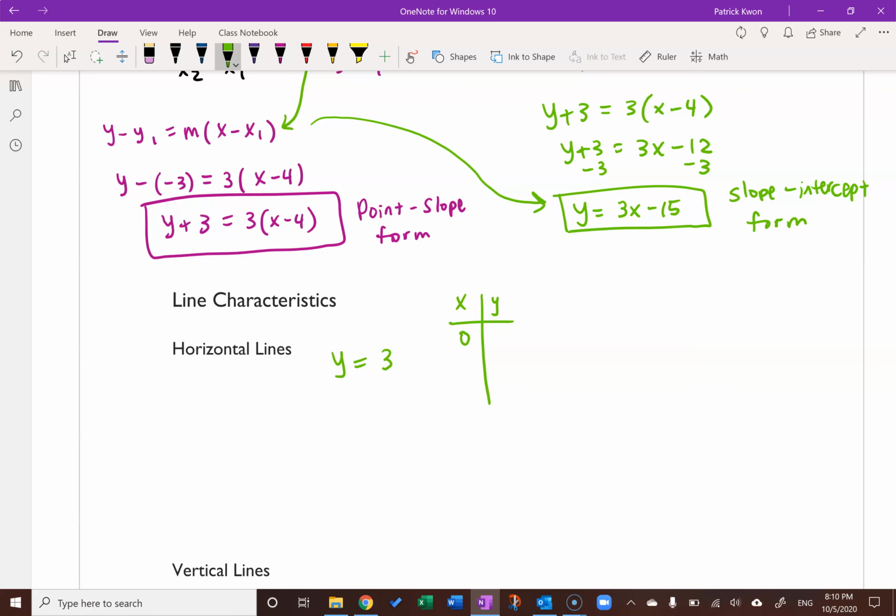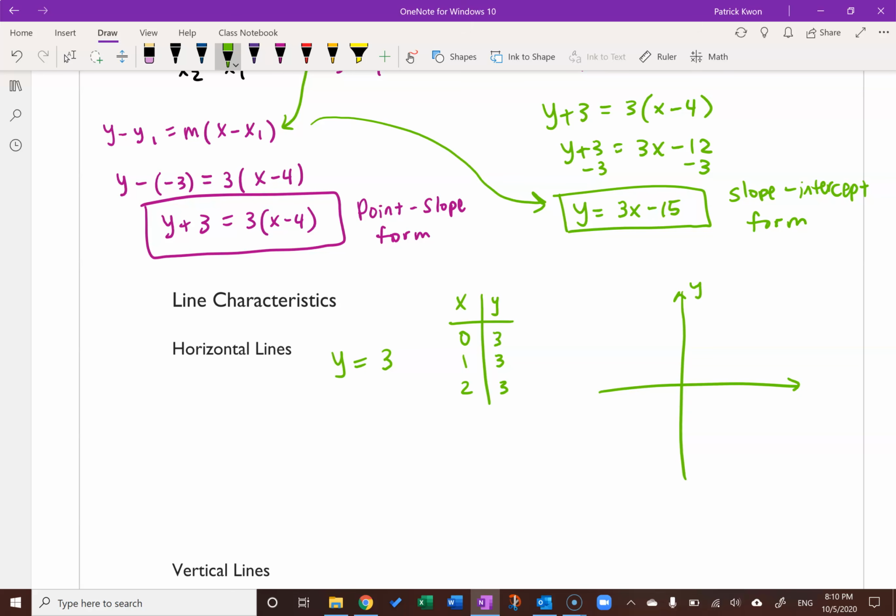So if I plugged in 0, my output would be 3. If I plugged in 1, my output would be 3. If I plugged in 2, my output would be 3, and so on and so forth. So if you thought about the vending machine analogy, that just means that you have a vending machine where there's only one type of snack, like hot Cheetos, because hot Cheetos are amazing. So let's graph this and see what that looks like.